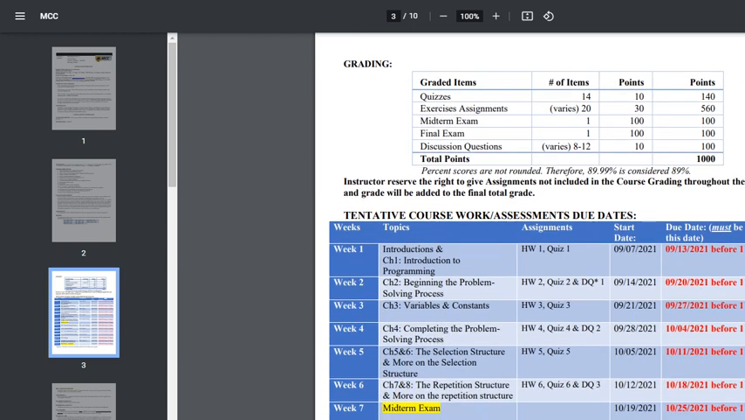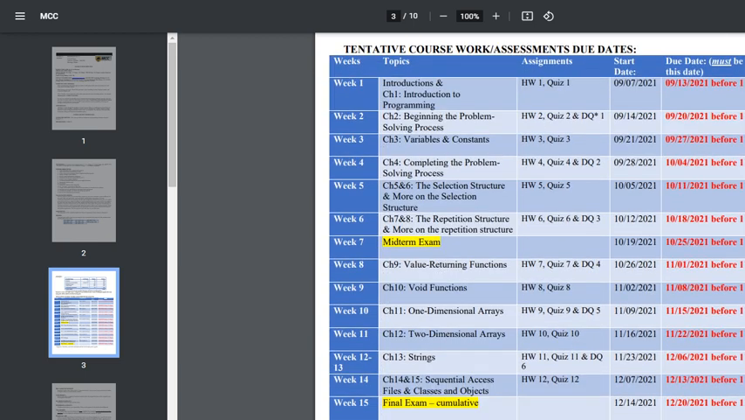So if you look at the tentative course work, that's what I'm looking at. Looking at the chapters we'll cover. Some weeks we'll cover 2 chapters, some weeks only 1. For example, weeks 5 and 6 and week 14 will cover 2 chapters in that same week, because the content is related to each other. The chapters are basically building on top of each other, so that's why we'll cover those 2.